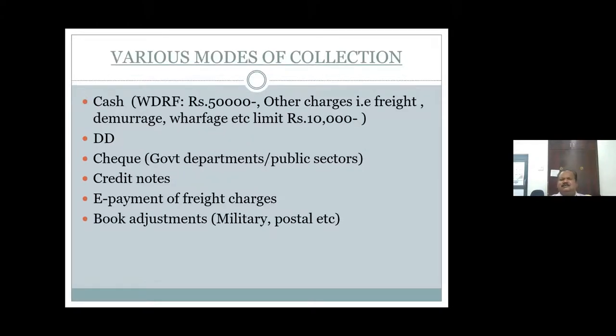Here, as an accounts man, you need to know how the charges are collected, whether it is cash, DD, cheques, or book adjustment. It can be anything. These days, the government policy is that cash should be discouraged to the maximum extent, because in goods traffic the freight collected mostly ranges around 1 crore rupees, and this cannot be collected in cash. Moreover, the goods sheds are located at remote places where there is no protection at all. That's why it was made compulsory to resort to e-payment of freight charges or the DD mode, and there is no cash dealing at all.